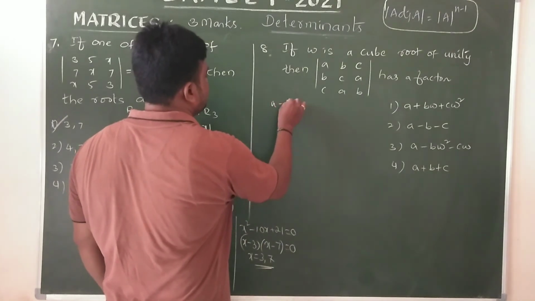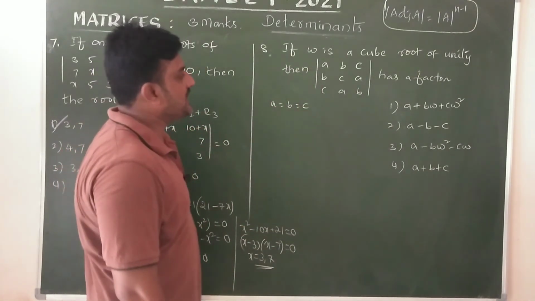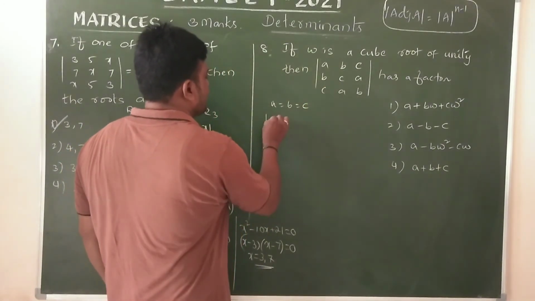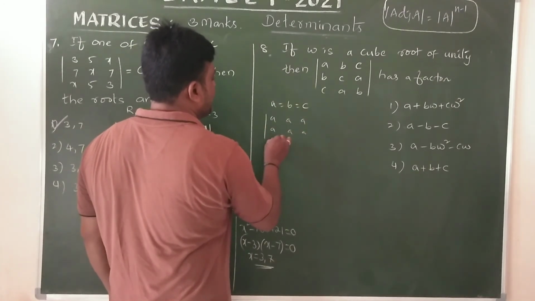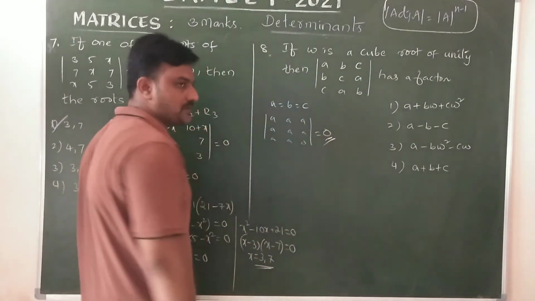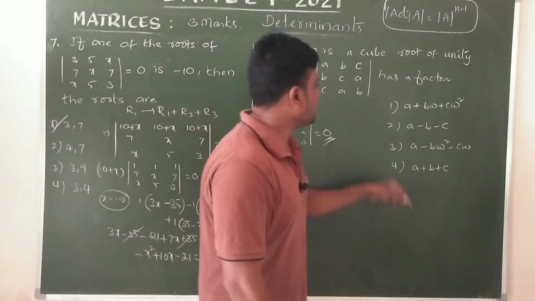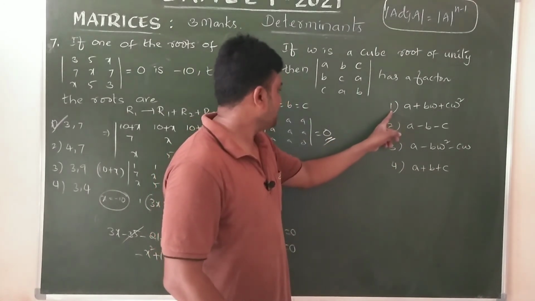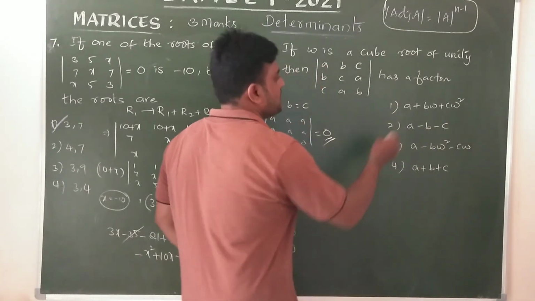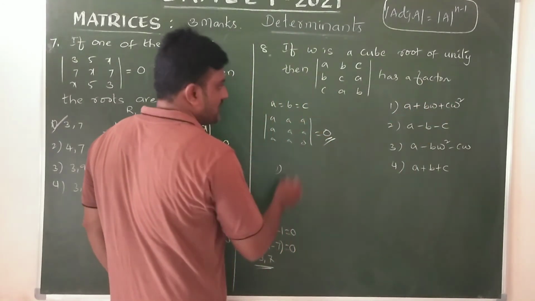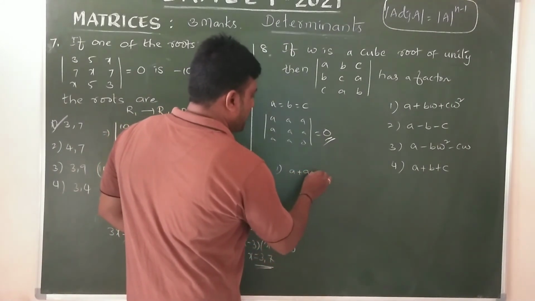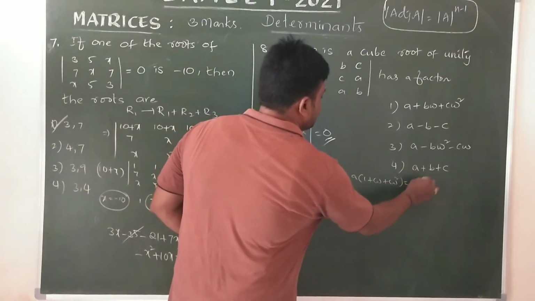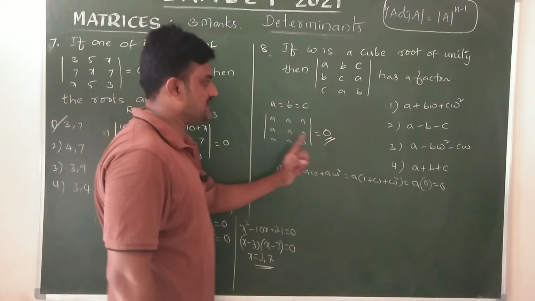Suppose a equals b equals c, suppose taking a equals b equals c, then here we have the determinant, definitely it should be 0. Yes or no? Now for the right side, definitely we will get 0 for this one in this option 1. Okay. So suppose a equals b equals c, or both are equal from the first one. First option is a plus a omega plus a omega square equals a into 1 plus omega plus omega square equals, definitely it should be a into 0, that is 0. Okay, 0 is correct. Okay, leave that.